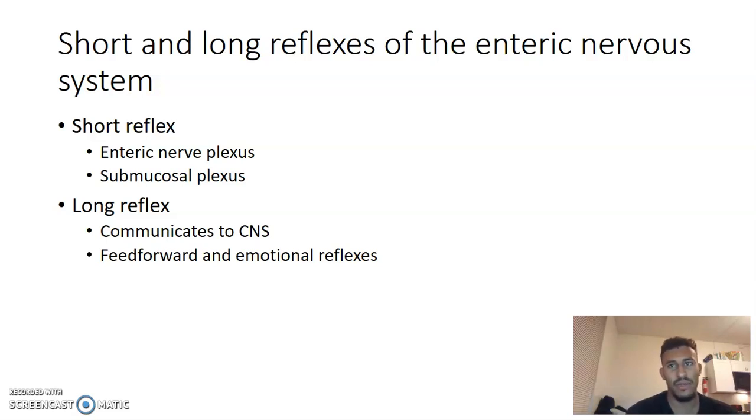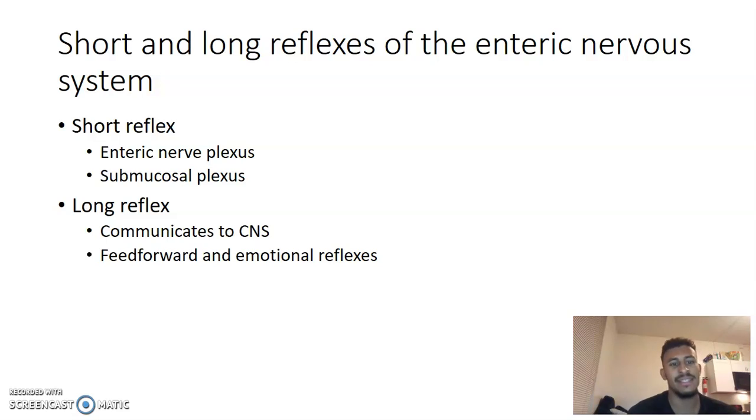The submucosal plexus contains sensory neurons that receive signals from the lumen of the gut, and then the ENS network integrates this sensory information and initiates responses. The submucosal plexus controls secretion from GI epithelial cells, and then myenteric plexus neurons in the muscularis externa influence motility.